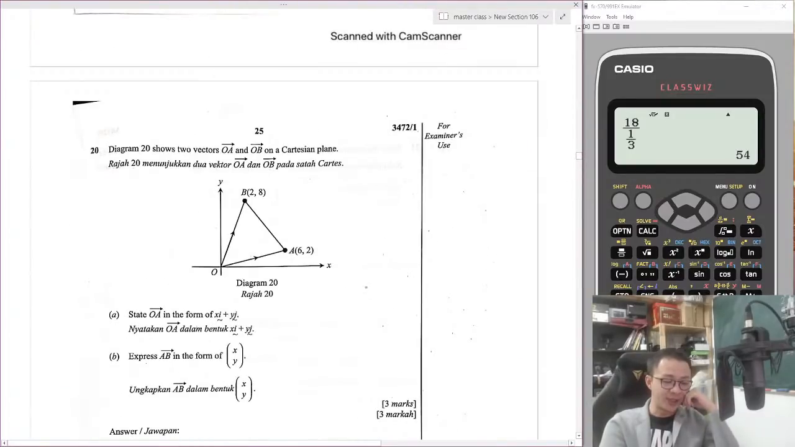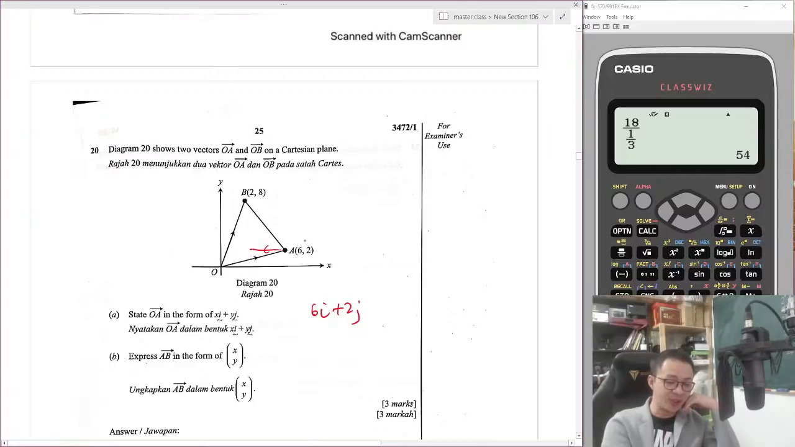O to A, so you can see he moved about 6 units, 2 units, right? So it's about 6i plus 2j. Okay, very straightforward. And then they want to express AB. Okay, A to B, you can see how many units you move here.